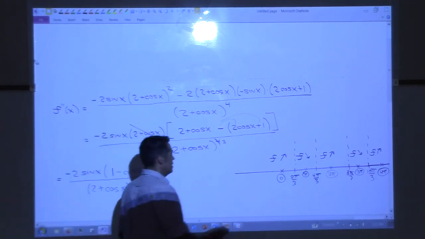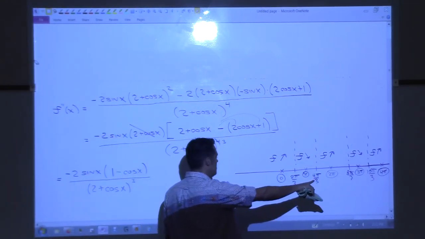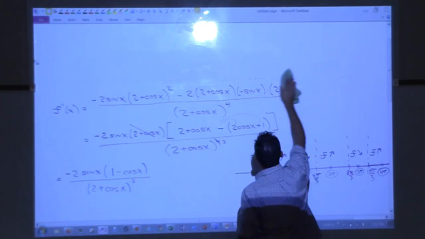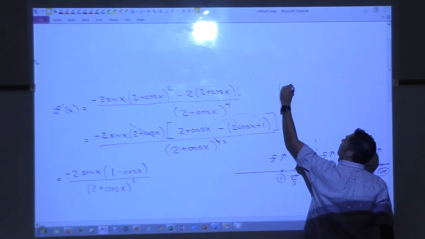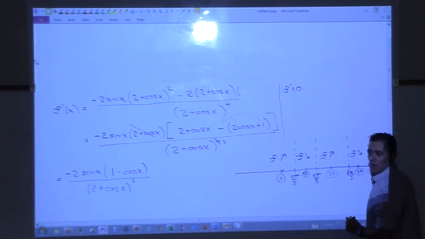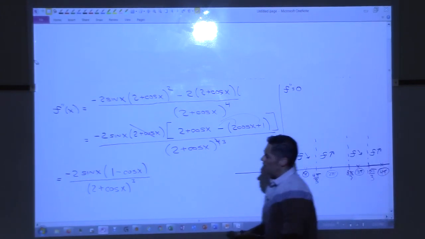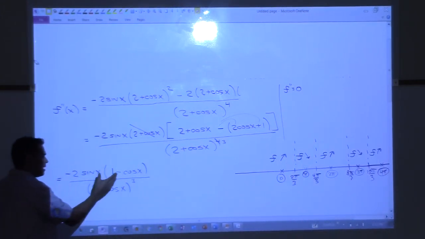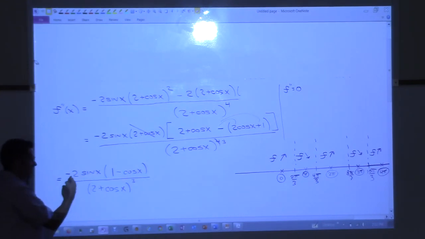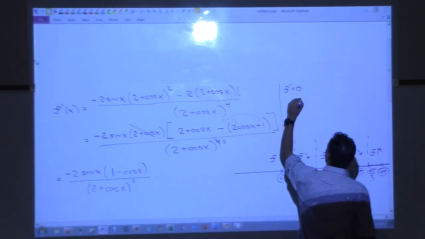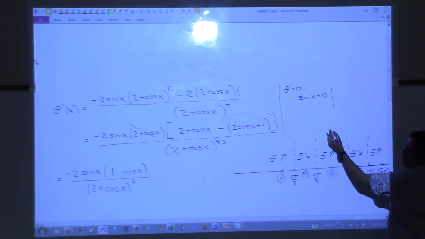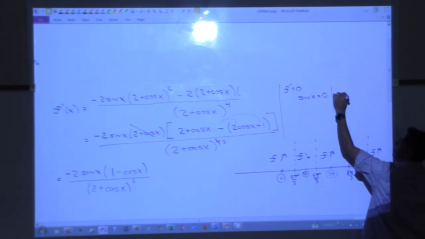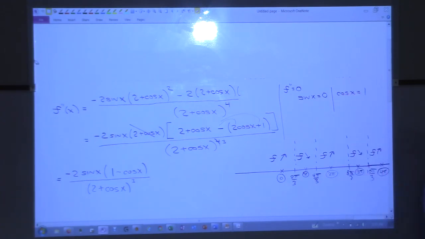Got to figure out where it's undefined. I'm going to leave this up, okay? So if I set that to 0, I only have to set the numerator to 0, right? And the numerator is -2 sine x times this. So really, I just have to set sine x to 0 and that to 0. -2 I can ignore, because -2 can never be 0. So I just need to know when sine of x is 0, and when 1 plus cosine x is 0, right? Which is the same as saying when cosine of x is 1, right?